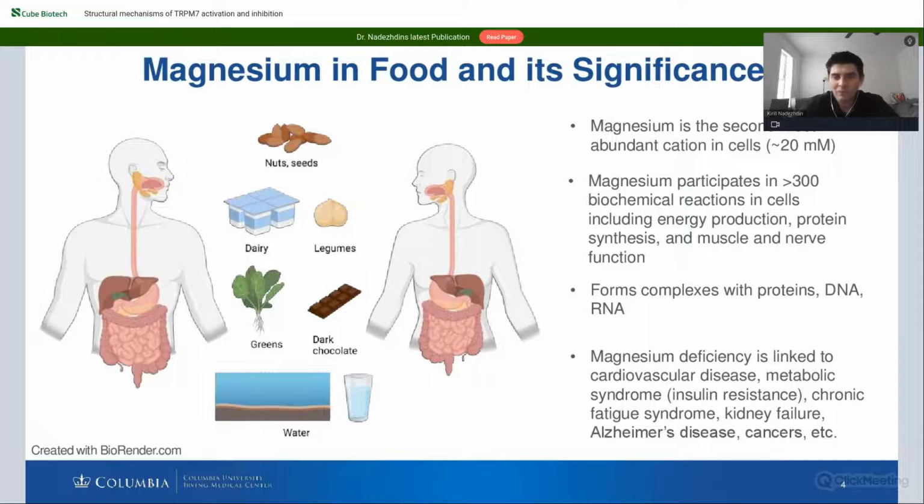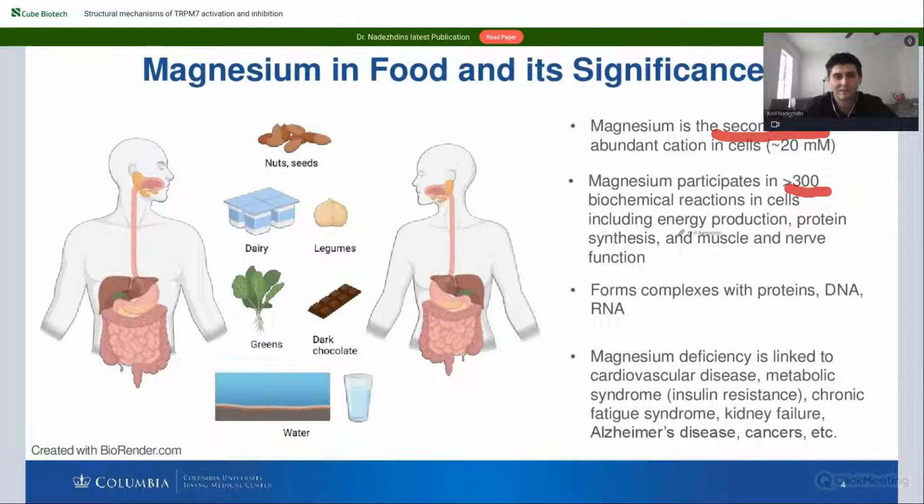Our bodies don't produce minerals, so we need to eat food to obtain all these minerals. You can find a lot of magnesium in nuts and seeds, dairy, legumes, leafy greens, dark chocolate, and water, but mostly in seawater. What is interesting about magnesium is that it is the second most abundant cation inside the cells, and it participates in numerous biochemical reactions, more than 300. Why? Because it has very high charge density.